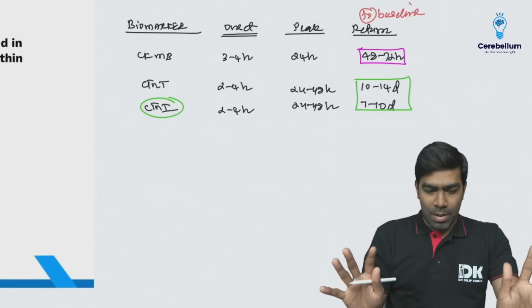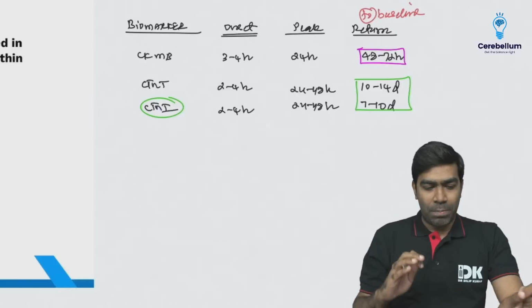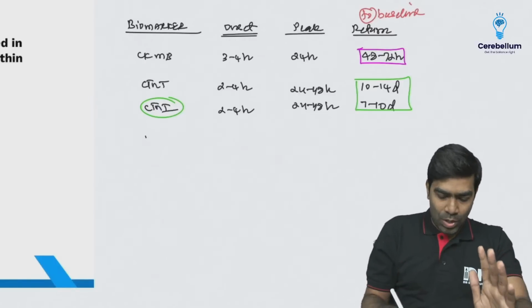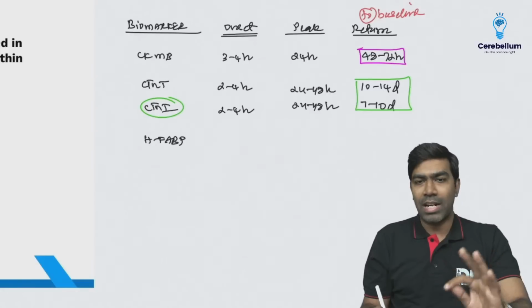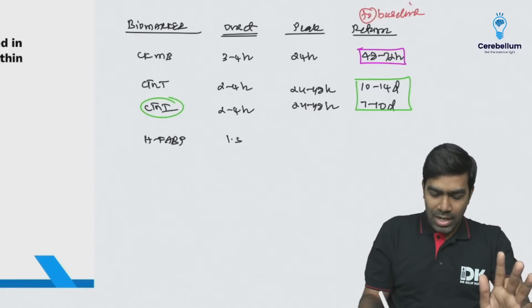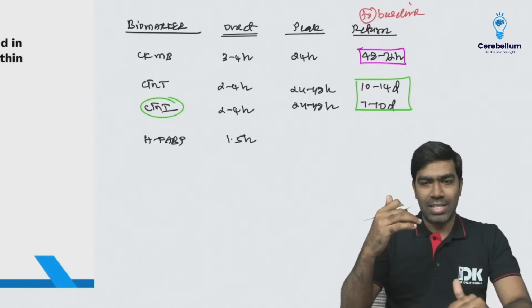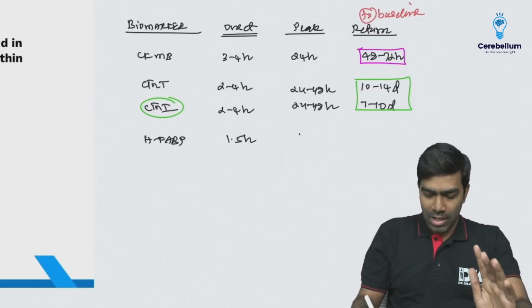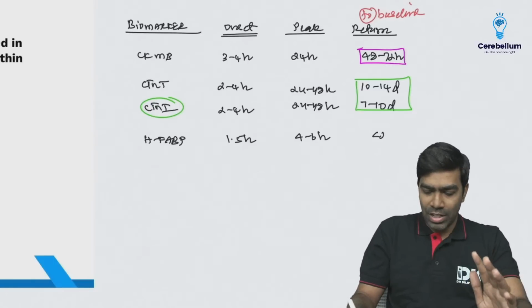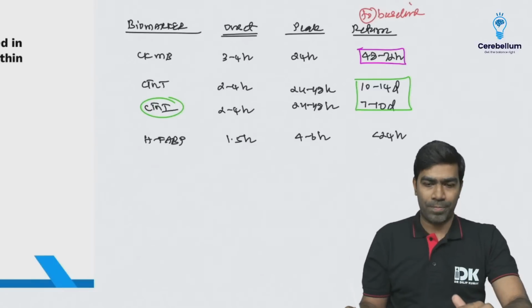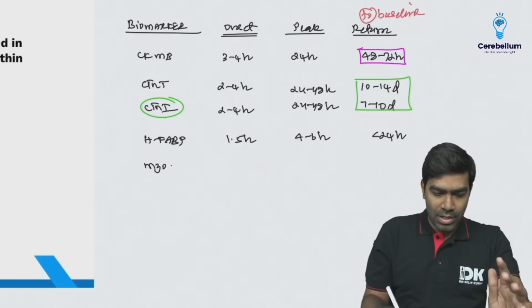So these are the only biomarkers that we need to know as far as practicality is concerned. But what are the theoretical markers? We have something called HFABP. That's called heart type fatty acid binding protein. It tends to start rising within 1 to 1.5 hours, and it reaches a peak within 4 to 6 hours, and it comes back to baseline within 24 hours. That's a very important point. And what about myoglobin? There's another marker called myoglobin.